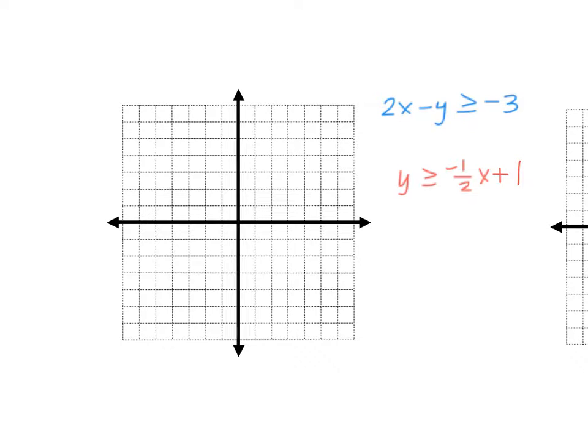So we're going to start with the red line. To graph that, we would go up 1, and then down 1 to the right 2. Okay, is that a solid or dotted line?